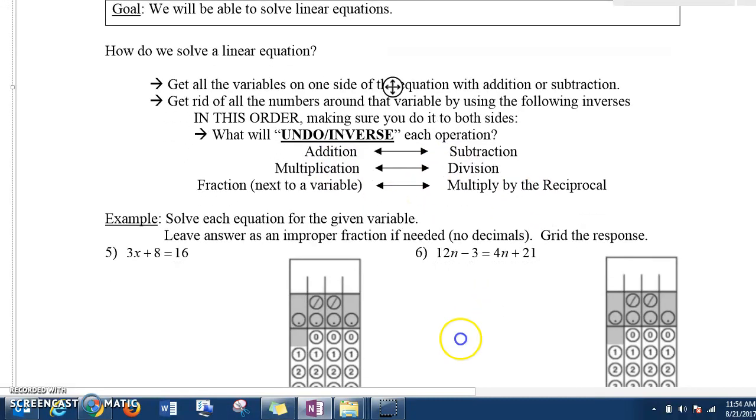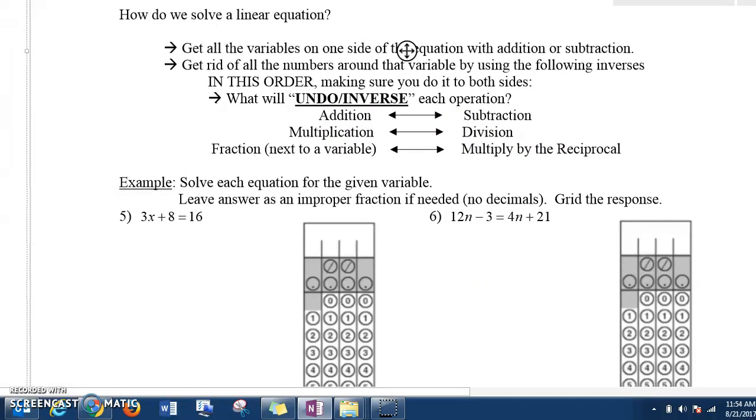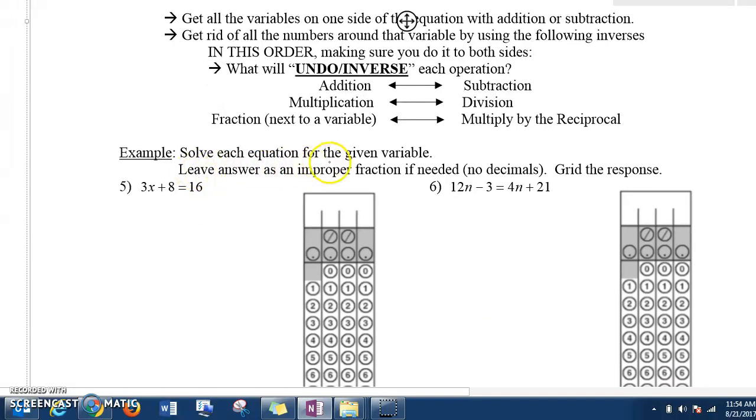All right, so let's go ahead and start. It says solve each equation for the given variable. Leave answer as an improper fraction if needed, no decimals. Grid the response. I do have a calculator near me in case I need it. So if you need a calculator, go ahead and take your TI-84s or 83s. In order to solve example 5, first thing we would have to do is get rid of plus 8 by subtracting 8 on both sides.